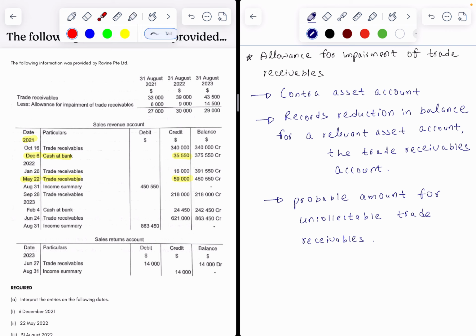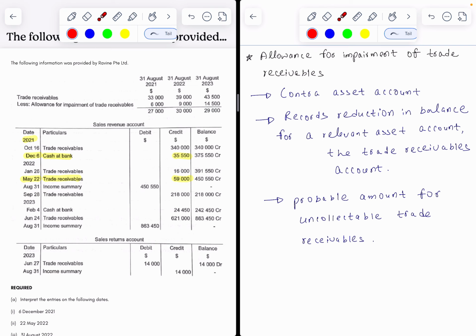The following information was provided by Revine Pte Limited. We are given the trade receivables and the allowance for impairment of trade receivables for 3 different financial years ending 2021, 2022 and 2023. So what do we understand by allowance for impairment of trade receivables? It is a contra asset account which records the reduction in balance for a relevant asset account, and the relevant asset account in this case is the trade receivables account. This also means that whatever amounts we expect to not collect from our credit customers, that total is kept aside in an account which is known as the allowance for impairment of trade receivables account.